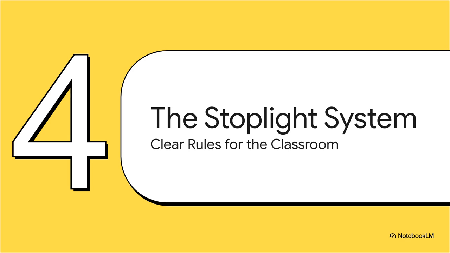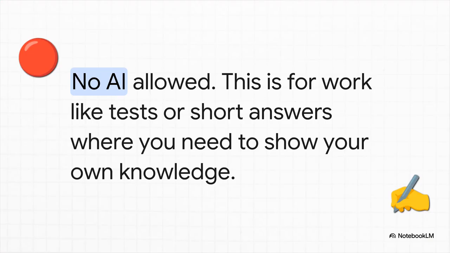Okay, so knowing that it can be both helpful and kind of glitchy, how do you figure out when it's cool to use and when it's not? Well, let's look at a super simple framework a teacher came up with to make it easy for everybody. It's called the stoplight system. First up, red light. This one's pretty straightforward. Red means stop, no AI. Period. This is for any time the whole point of the assignment is to show what you know. Think about tests, short answer questions, anything where it's got to be 100% your own brain power.